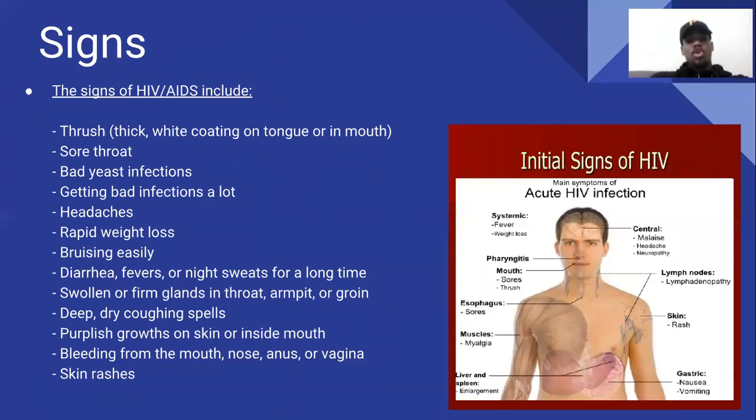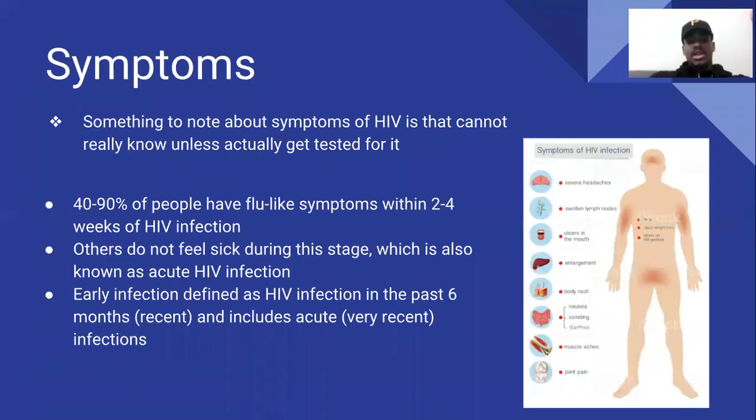However, something to note about symptoms of HIV is that you cannot really know unless you actually go get tested. About 40 to 90% of people have flu-like symptoms within 2 to 4 weeks after HIV infection. Other people do not feel sick at all during this stage, which is also known as acute HIV infection. Again, Bethany had touched on that. Early infection is defined as HIV infection in the past 6 months and includes acute, very recent infections.